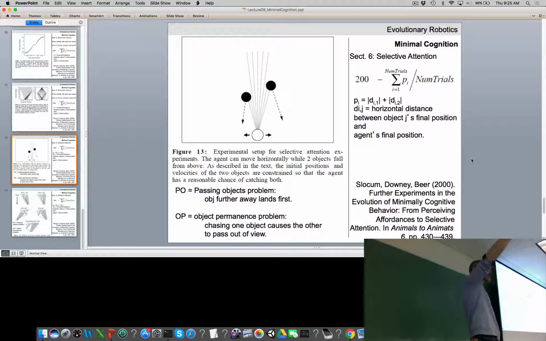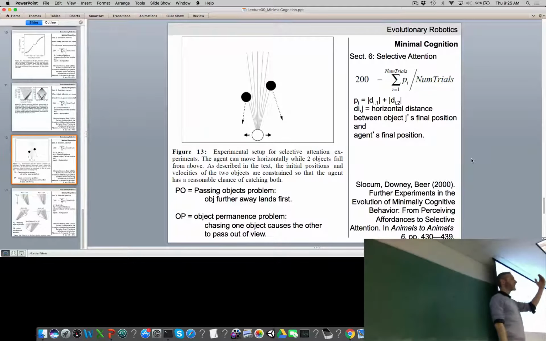The object which is initially further away, the 2 marshmallows, ends up being the one to hit first. So if you're paying attention to the closer object, at some point it's going to have to switch its attention to the faster moving object and go grab it, right? So it's going to have to selectively change its attention.